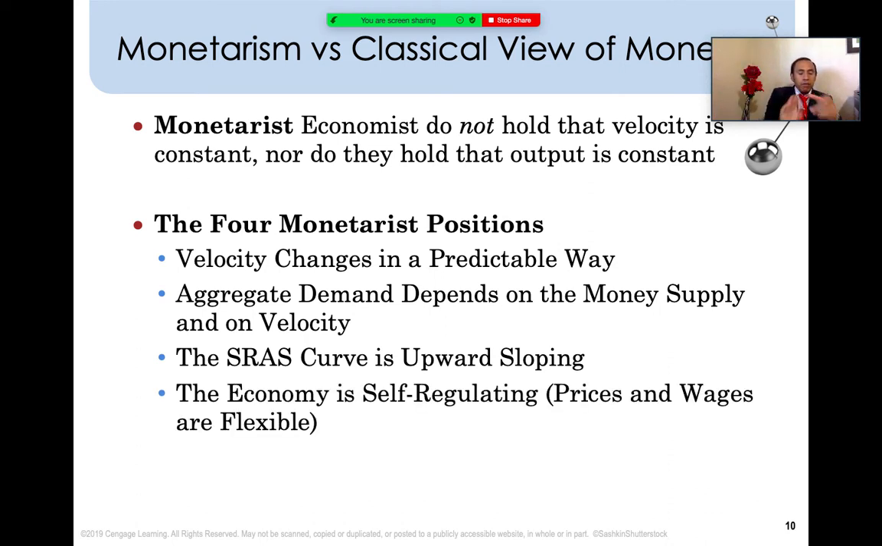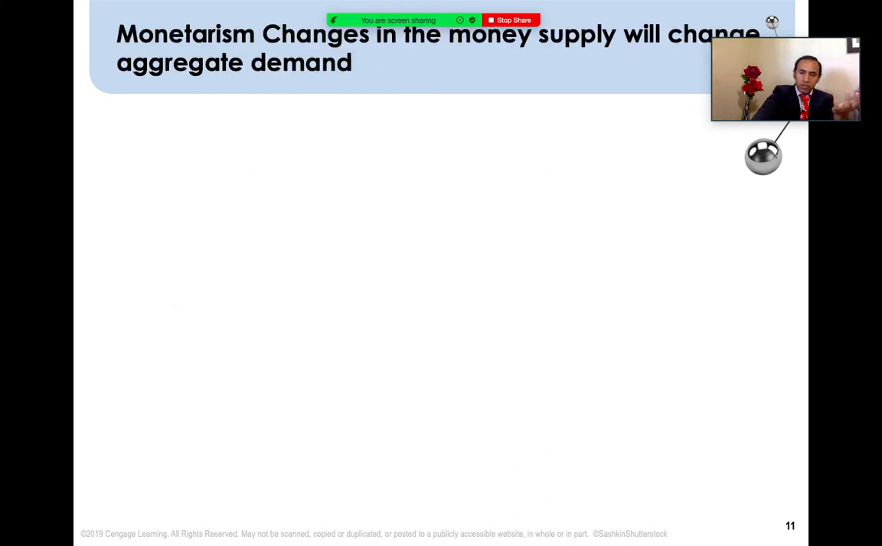And fundamental point number 4, the economy is self-regulating, meaning that the economy is going to self-correct. The price level and the wages are flexible enough that they can adjust to changes in the market when we're looking at the monetarist perspective on the view of money.